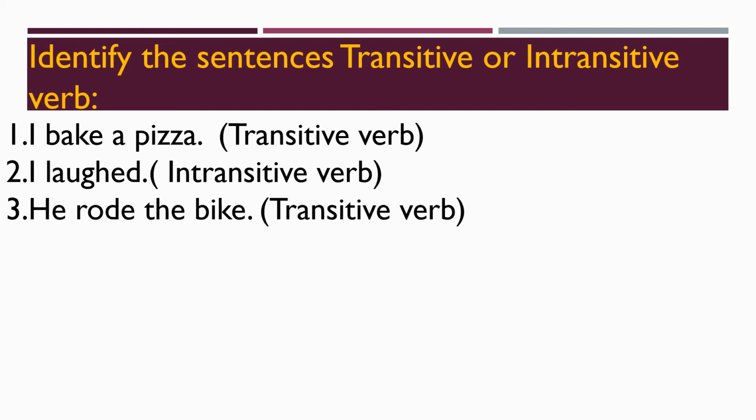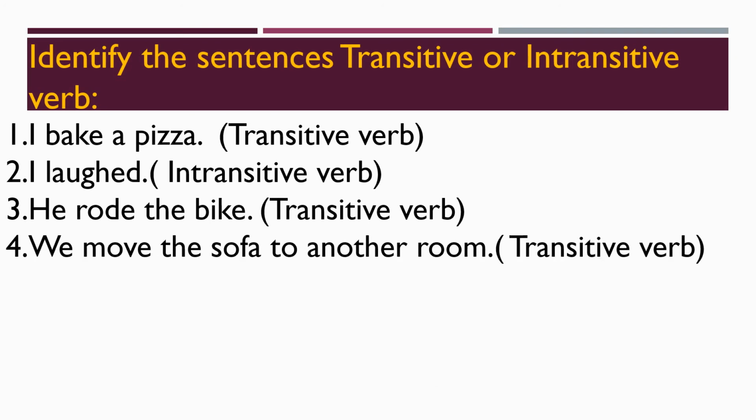Third, he rode the bike. Here, the subject is he, rode is the verb, and the bike is the object. So, it is a transitive verb.